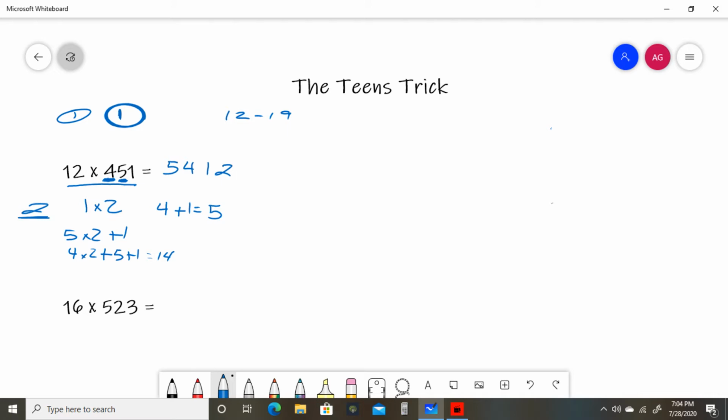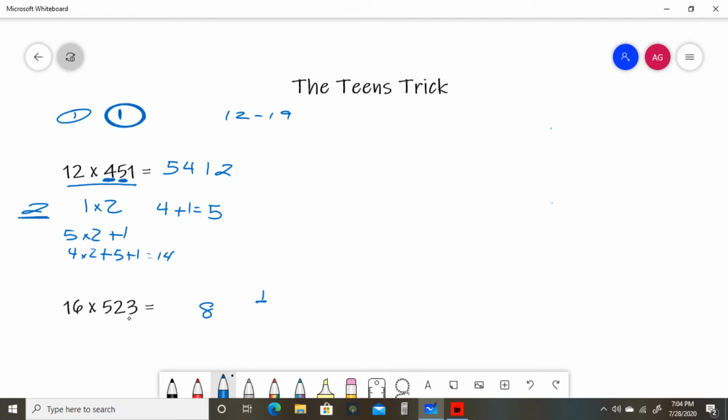Okay, for our next question, we have 16 multiplied by 523. We're just going to do exactly the same thing we did on the last question, except instead of multiplying by 2 on each step, we're going to be multiplying by 6. So we take our 6, multiply it by the ones digit of 523. So 6 times 3 gives us 18, plus our carried 1. And we carry a 1.